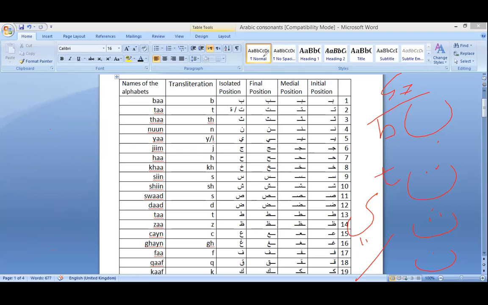This is ba, like the normal B. For example, you say baba. Baba is Arabic, by the way. So this is ba, baba, right? Just like the way you can say boy or book. This is the normal ba. This is the normal T, ta. You can say, like, toy, like the normal T.